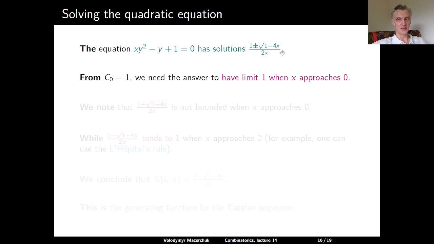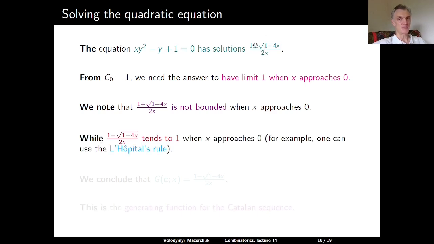Now we have here a fraction where we have x in the denominator. This means that we should be talking about the limit of this function when x approaches 0. If we take the positive sign, 1 plus the square root, this is not bounded when x approaches 0, so this cannot be the right answer. While if we take the minus sign, then 1 minus the square root of 1 minus 4x, divided by 2x, this tends to 1 when x approaches 0.